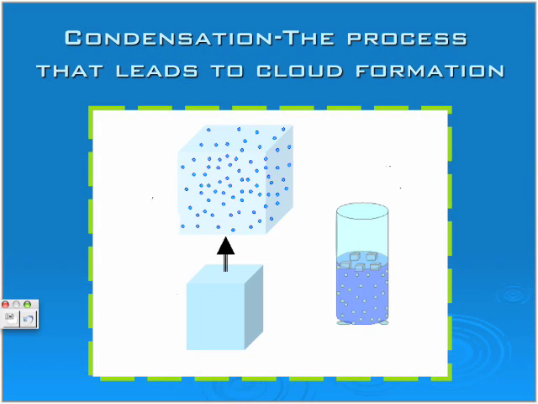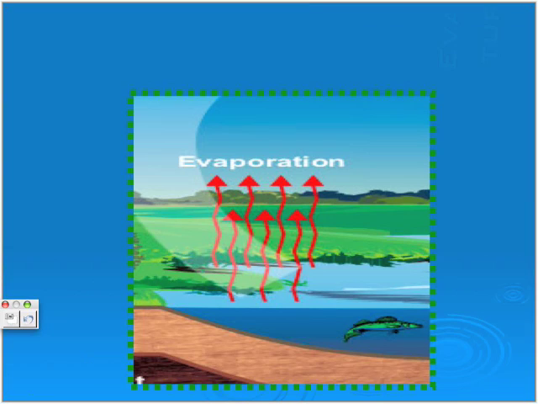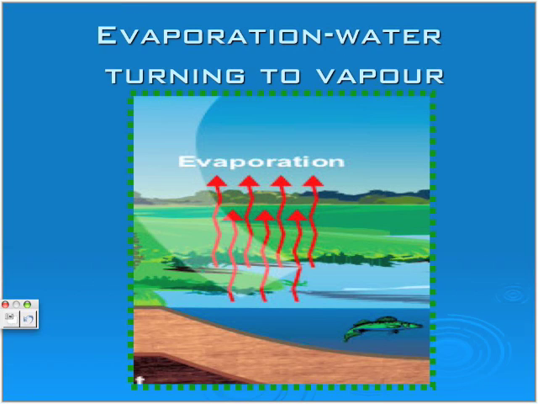Now condensation, like everybody knows, it's a process that leads to cloud formation. So in this picture, pretend this is a cloud and this is water, so this would be the condensation process. Evaporation. Evaporation is when water turns to vapor. Like everybody knows what it is.